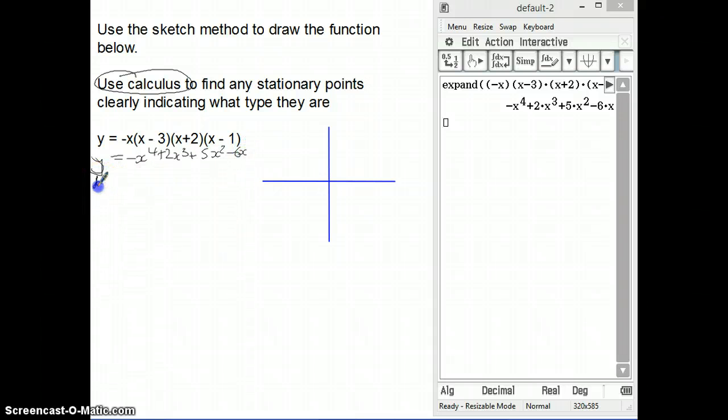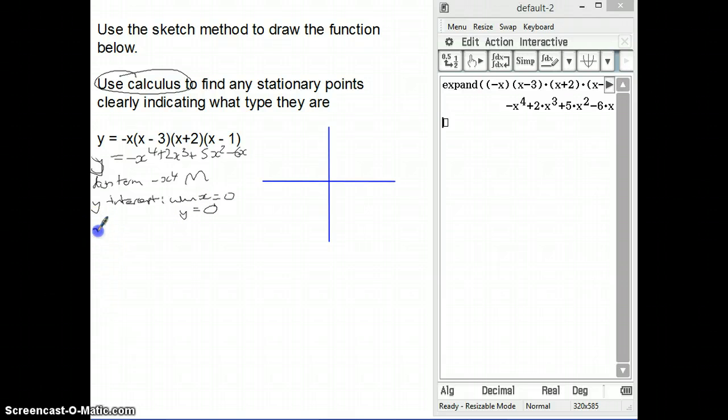Okay, dominant term is negative x to the 4, giving it that shape. The y-intercept is when x equals 0. You must write this when x equals 0. Y equals, and it's pretty easy this one, it's 0, 0, 0, 0. So y is equal to 0, there's nothing left over.